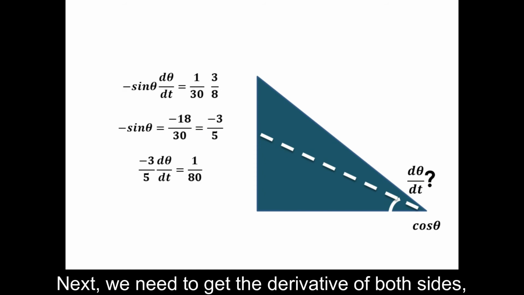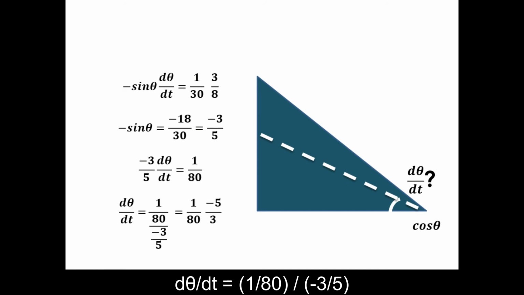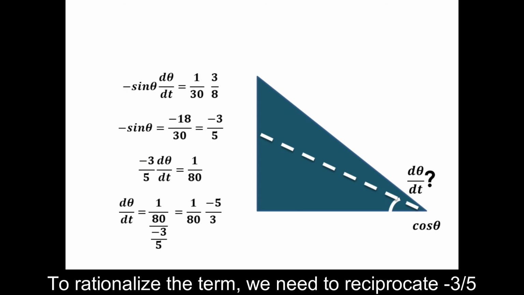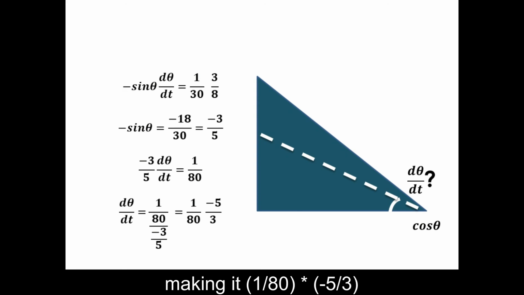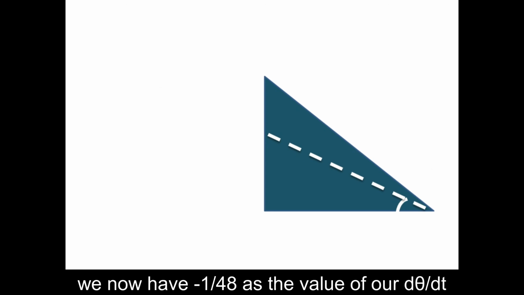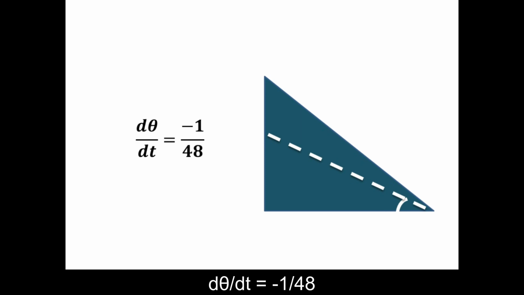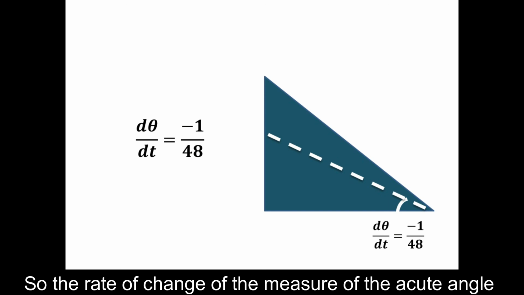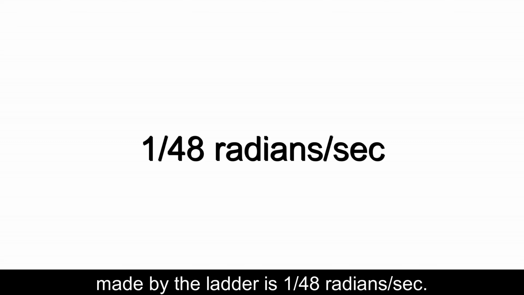To get d theta over dt, we need to transpose negative 3 over 5 to the other side. d theta over dt is equal to 1 over 80 over negative 3 over 5. To simplify, we need to take the reciprocal of negative 3 over 5, making it 1 over 80 times negative 5 over 3. Multiplying 1 over 80 by negative 5 over 3, we now have negative 1 over 48 as the value of our d theta over dt. d theta over dt is equal to negative 1 over 48. So the rate of change of the measure of the acute angle made by the ladder is 1 over 48 radians per second.